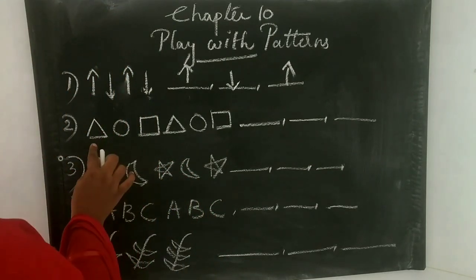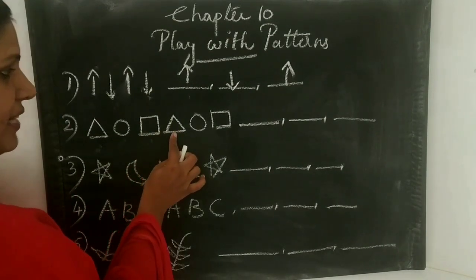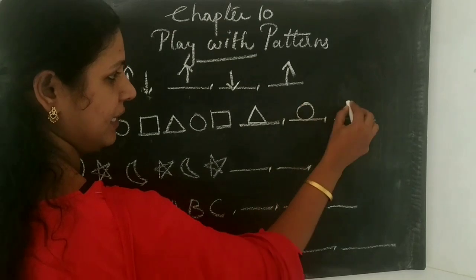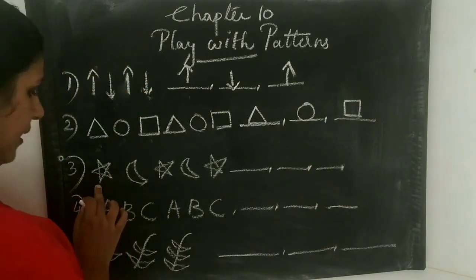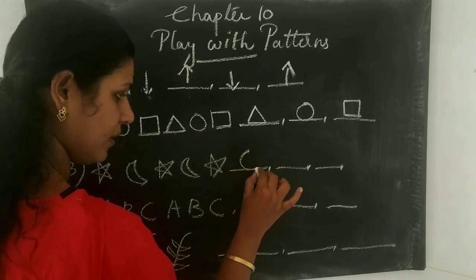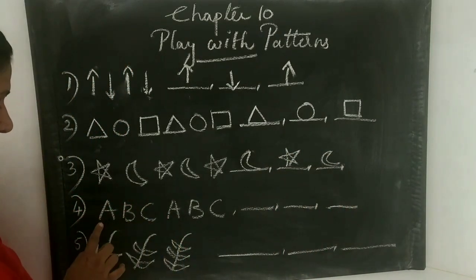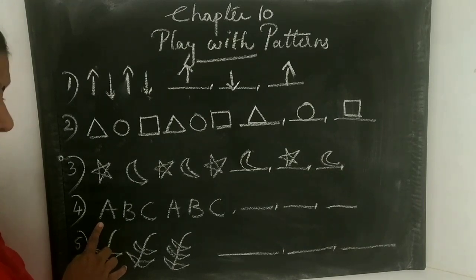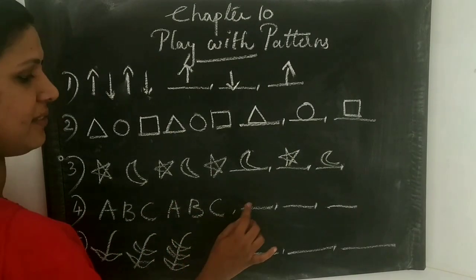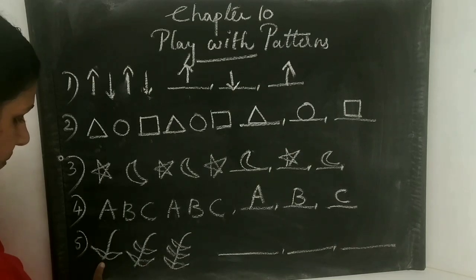Okay, then here what is it? Triangle, then circle, square. Then again, triangle, circle, square. Then what next? Triangle, circle, square. Here, the third question is star, moon, star, moon, star, moon, then star, then moon. Then next is alphabets. Capital letters, that is A, B, C. A, B, C. The next is A, B, C.